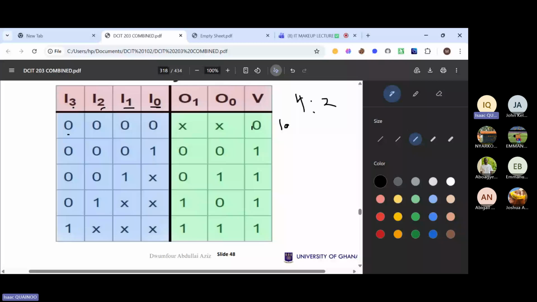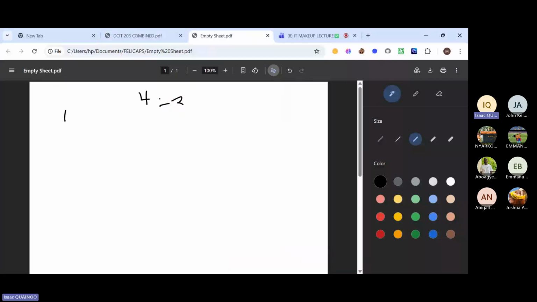So we have input 0, input 1, input 2, input 3. And then we have their corresponding output. So we said 4:2. So how many outputs would they have? 2 outputs, right? So let's call that Y0 and then Y1. Okay. But now you want to apply priority. Okay. So let's assume that we apply priority to this.